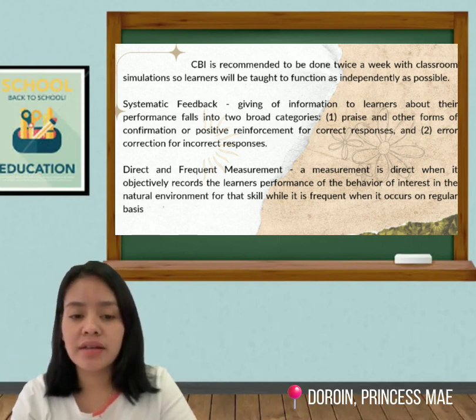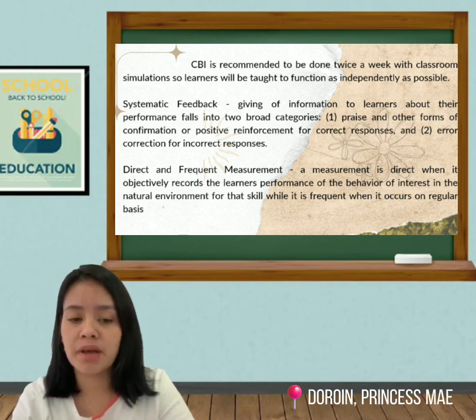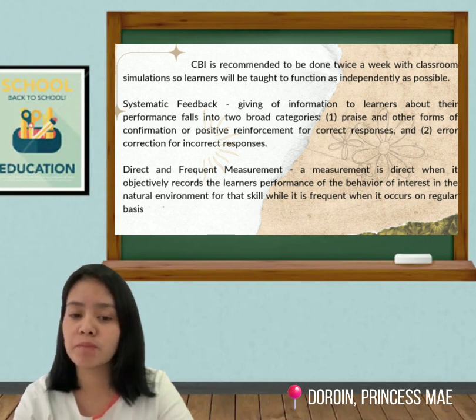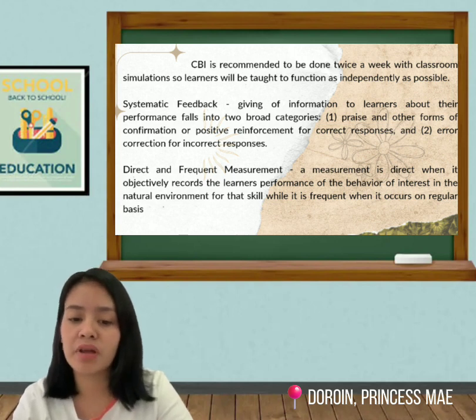The third one is direct and frequent measurement. This is measurement that is direct when it objectively records the learner's performance of the behavior of interest in the natural environment for that skill, while it is frequent when it occurs on a regular basis.